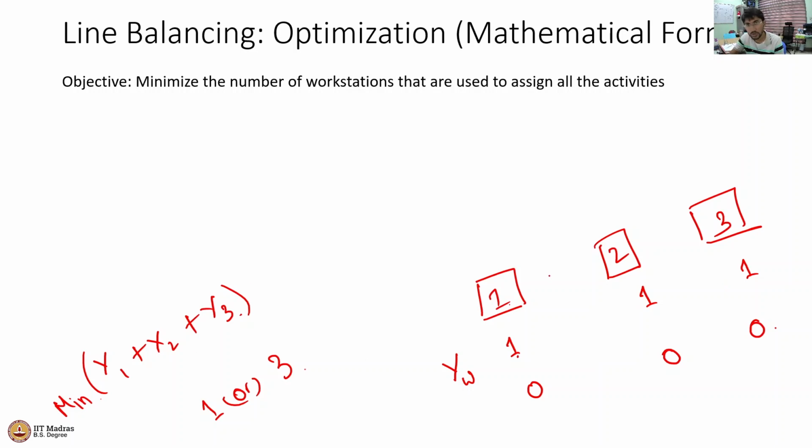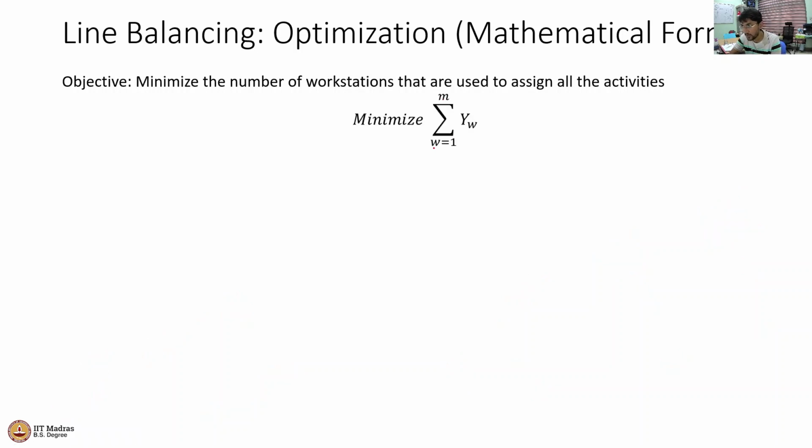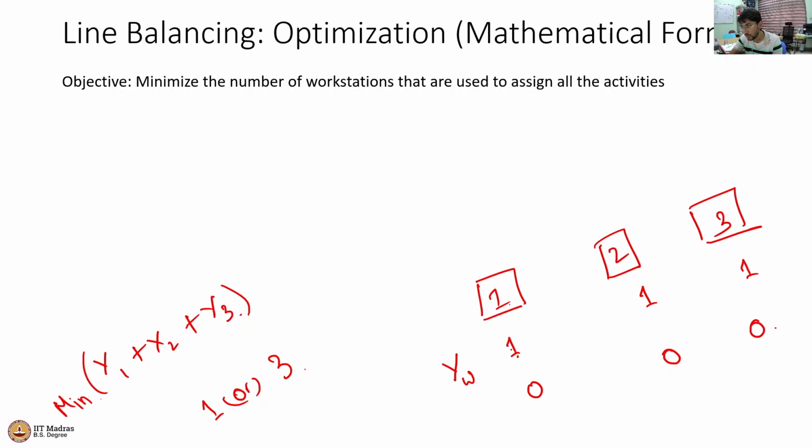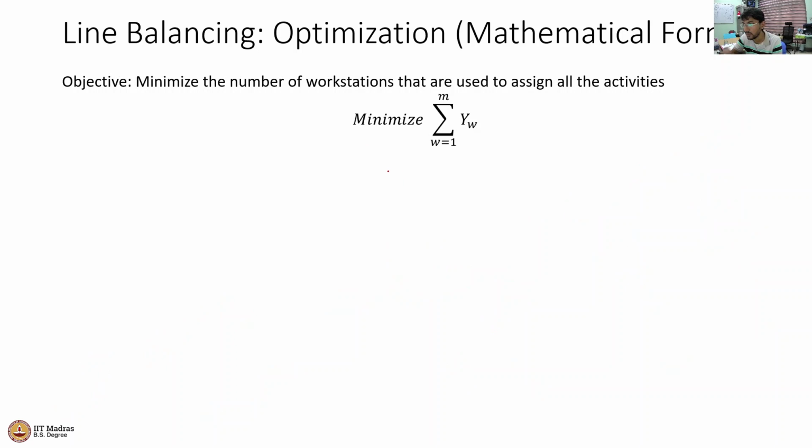So this is my mathematical notation. In terms of summations, I would sum over w equal to 1 to m of y_w. We had 3 workstations in the previous example. So y when w is equal to 1, y when w is equal to 2, y when w is equal to 3, sum up all of these 3 and minimize it. That is going to be my objective. So sum up y_w, where w goes from 1 to m, and minimize that. That is the mathematical notation of the objective.